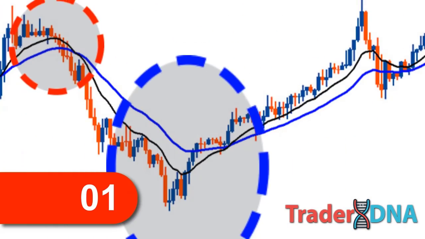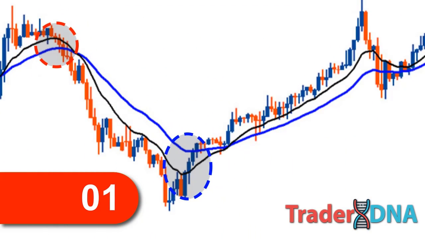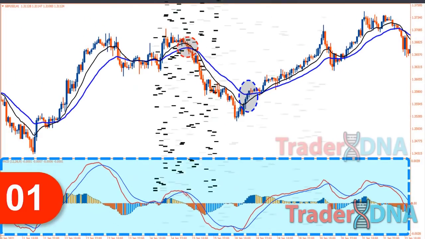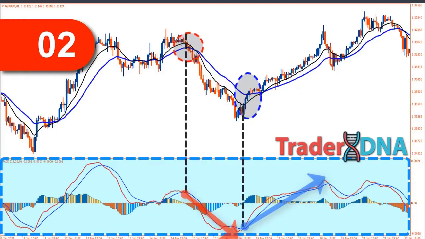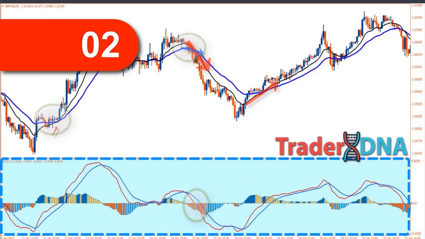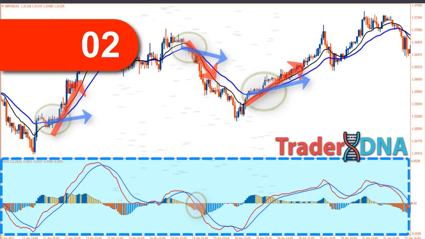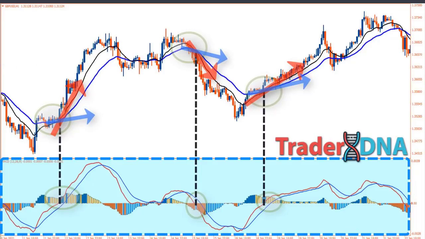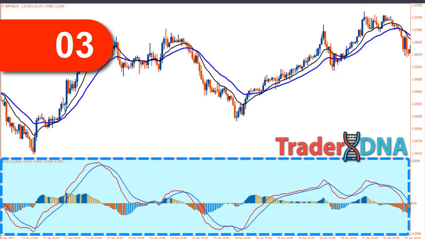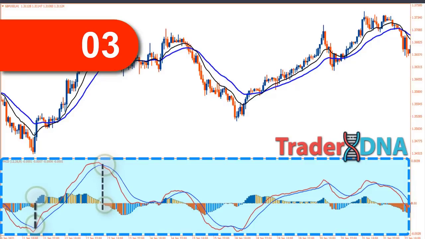First, you can see that as the two moving averages move away from each other, the MACD line rises or falls. Second, you can see that, when the two moving averages cross, there is a corresponding crossing of the zero level by the MACD line. Third, when the signal line and MACD line cross, there is a corresponding crossing of the zero level by the MACD histogram.